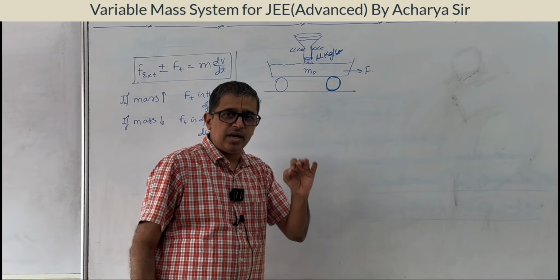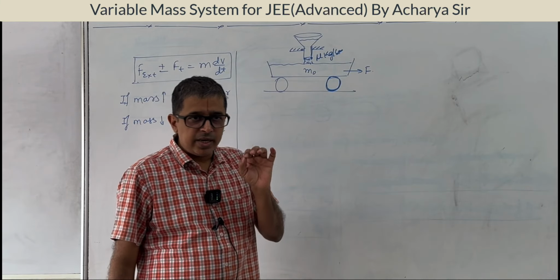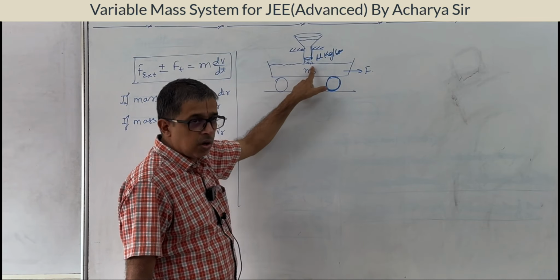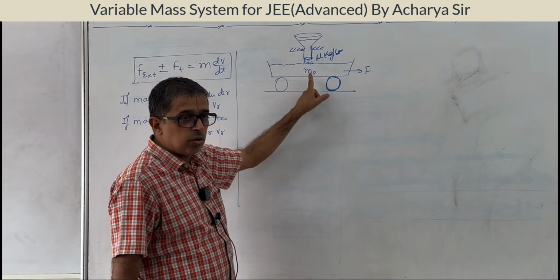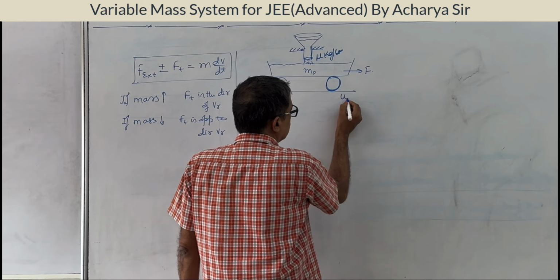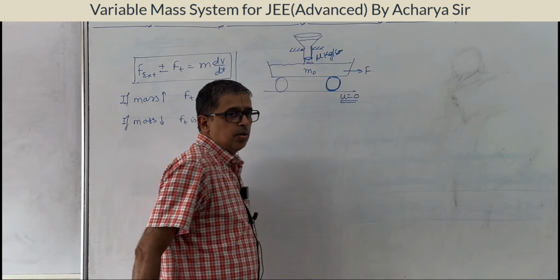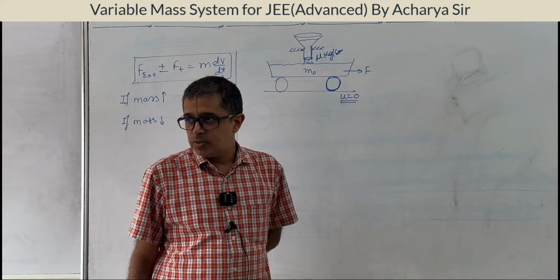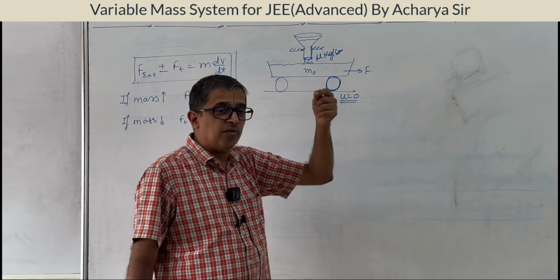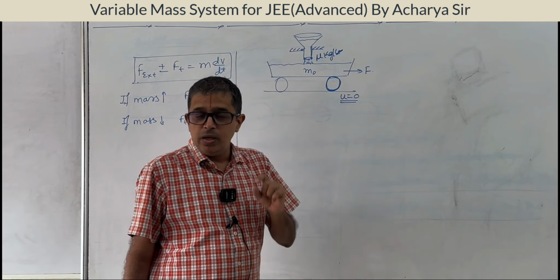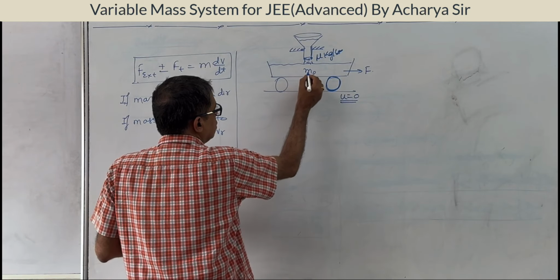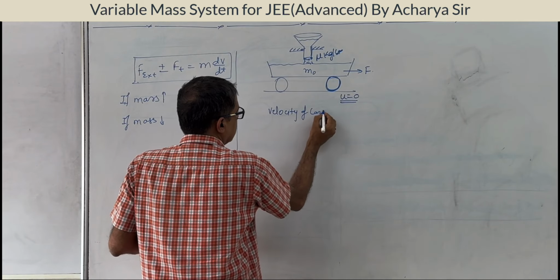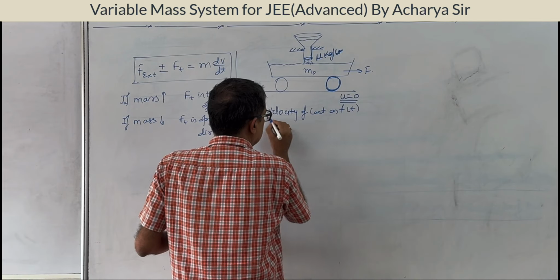Everything starts at time t equal to 0. At t equal to 0, you applied a force. At t equal to 0, sand starts falling into the cart. At t equal to 0, the cart starts moving. Initial velocity u is 0. You start pulling the cart, start applying the force also at time t equal to 0. We are interested to calculate velocity of the cart as a function of time.